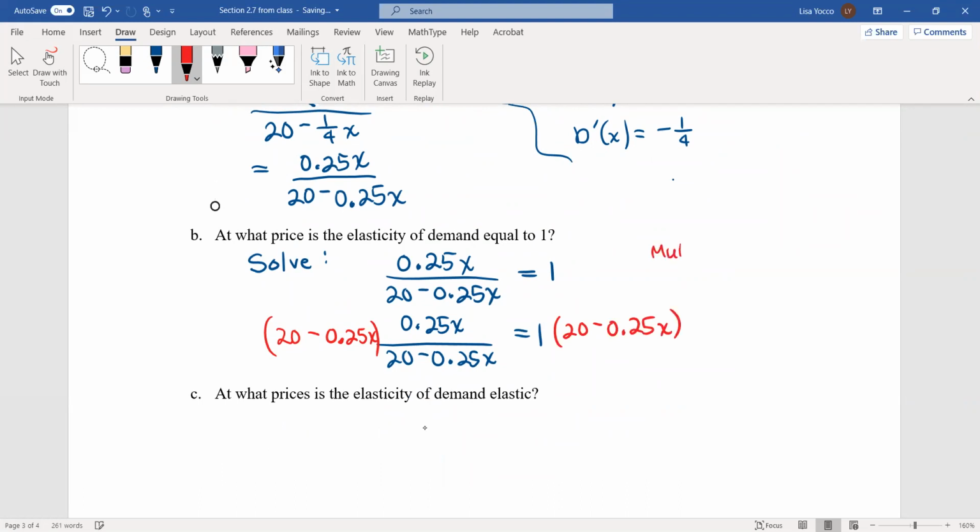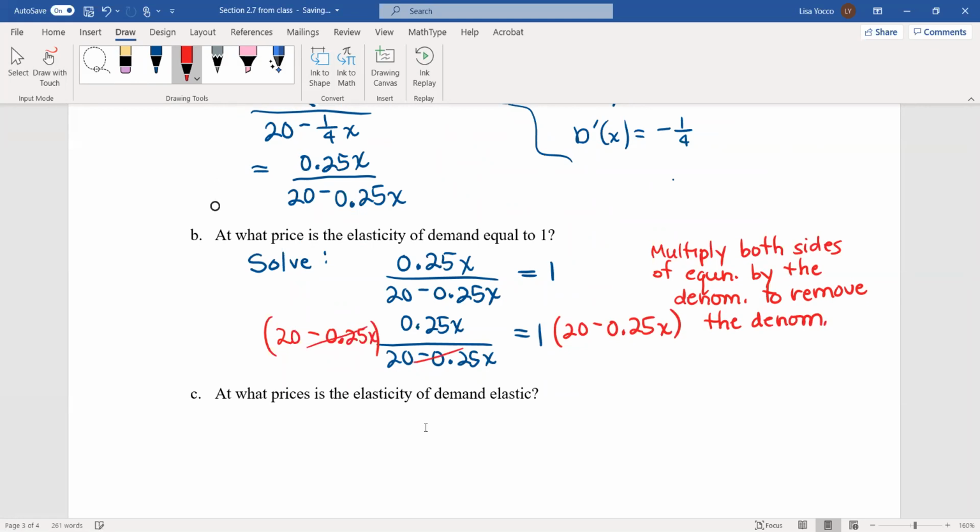Just add an O. So what I'm doing here is multiplying both sides of the equation by the denominator in order to remove the denominator, okay? It's easier to solve. I mean, that's how we solve an equation with a fraction in it.